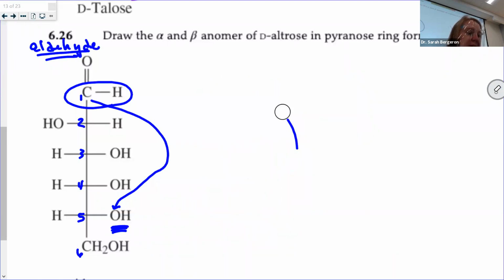All right, so draw the alpha and beta anomer of D-aldose. Okay, so what I'm going to do is I'm going to draw a ring. My ring is going to have how many carbons in it?